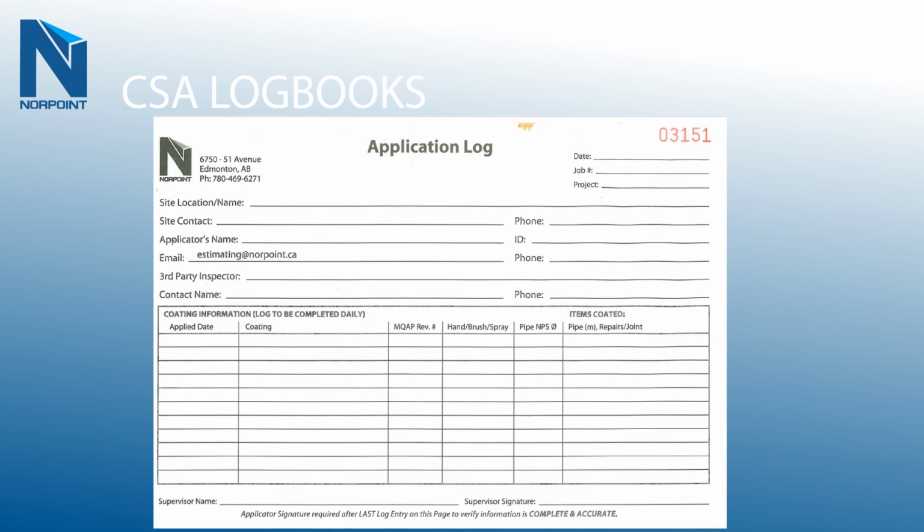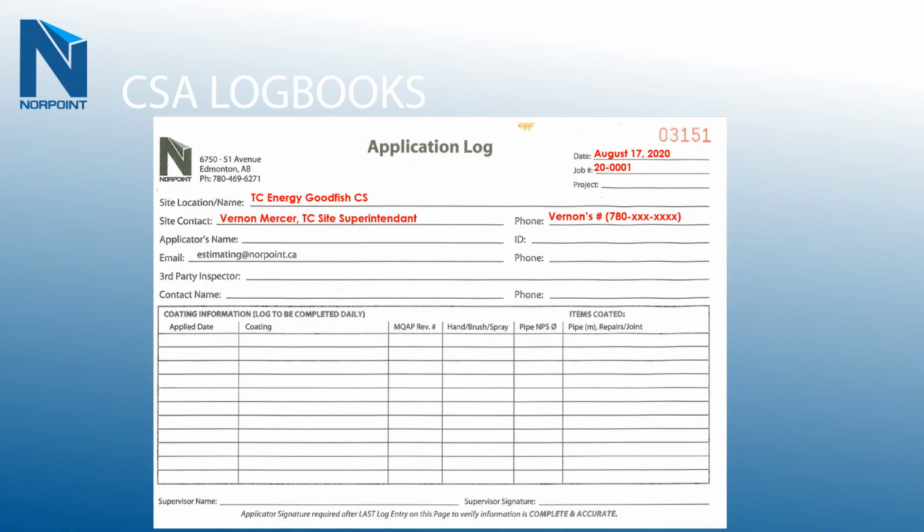Here is an example of how you would fill out your application log. First, put the date. Next, put your job number or project number. The next thing you want to do is add the project name. In this example, TC Energy Goodfish CS.